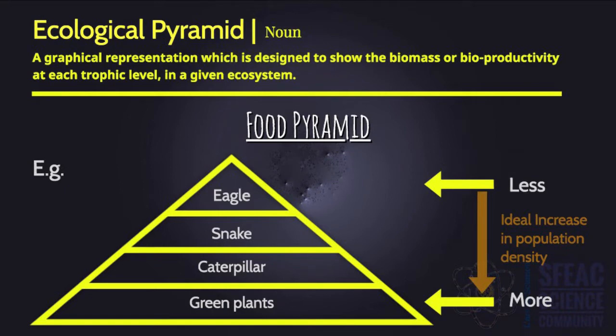So what we're seeing on the right is we have more green plants. That's why the base of the pyramid is wide, and at the apex we have the eagle, for which we need a smaller population, so it's quite a small apex. And in the brown, we have an arrow pointing downwards, showing the ideal increase in population density. So in a certain area we're expecting more green plants, so that as we go up the pyramid, each trophic level is going to receive enough energy.